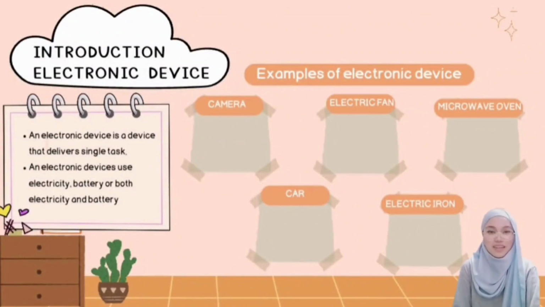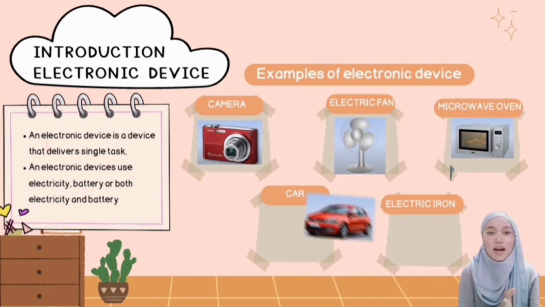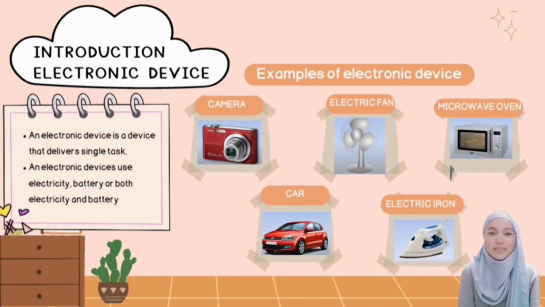Hi, I'm Amira. I want to introduce electronic devices. What is an electronic device? An electronic device is a device that delivers a single task, and it uses electricity, a battery, or both. Examples of electronic devices are a camera, electric fan, microwave oven, car, and electric iron.